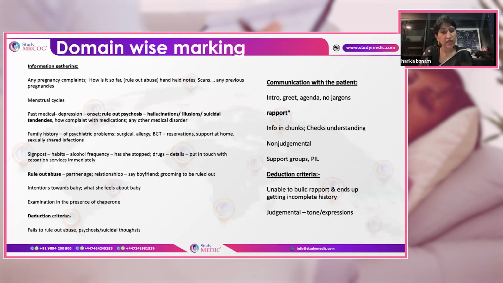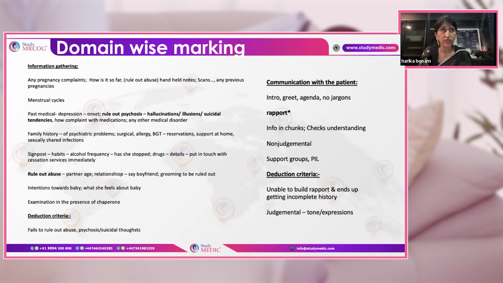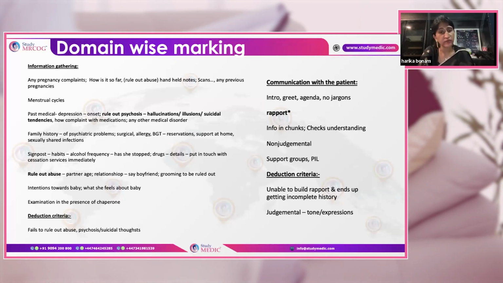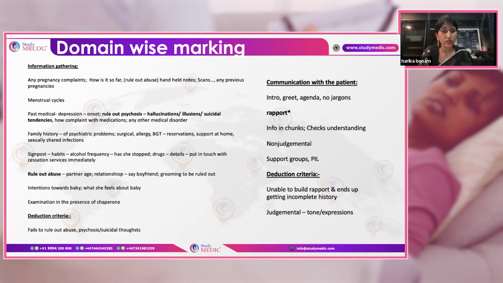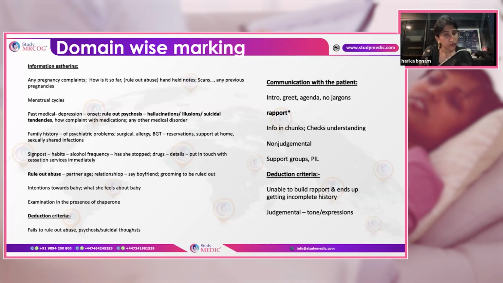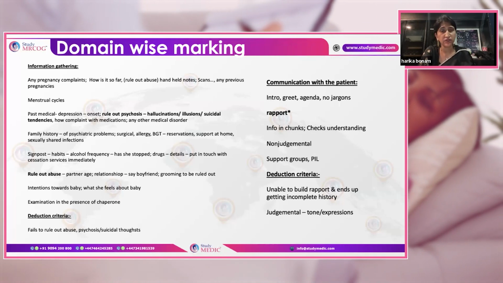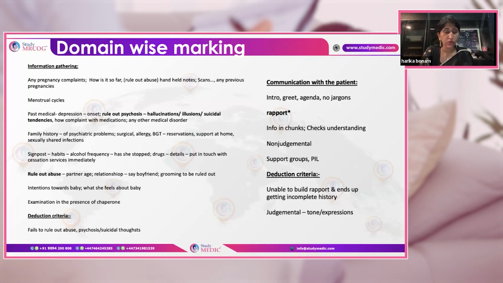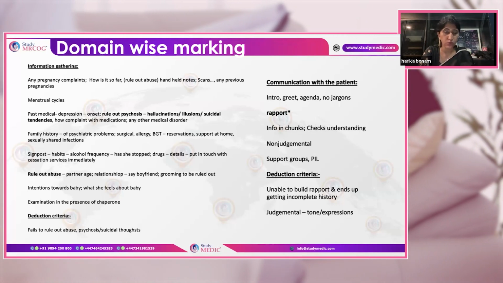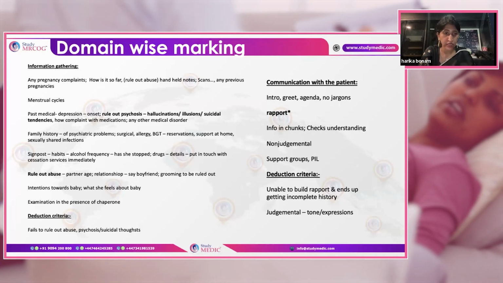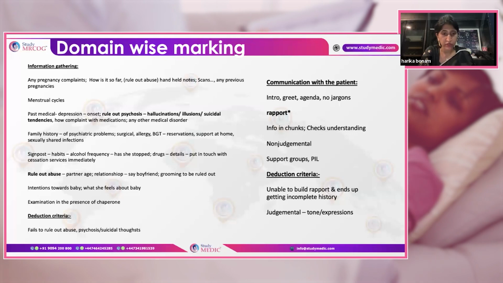Rule out abuse, as I said, with the partner's age. If the partner is grossly elder, then it could be grooming. So check the relationship status. Always say boyfriend, not partner. Grooming is always to be ruled out. You can ask, what is the age of your boyfriend? How did you guys meet? Is everything all right? You can tell me if there's anything, I will maintain confidentiality. Use those words so that she'll open up and tell you more details. You have to ask about her intentions towards the baby, what she feels about the baby, and offer the presence of a chaperone.